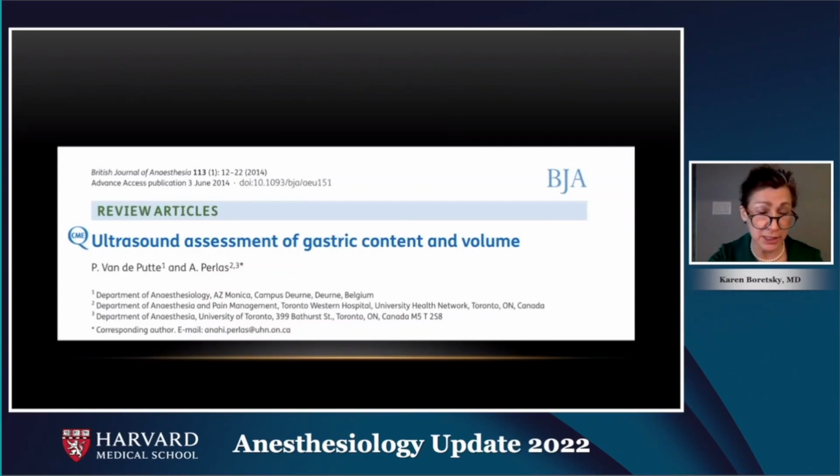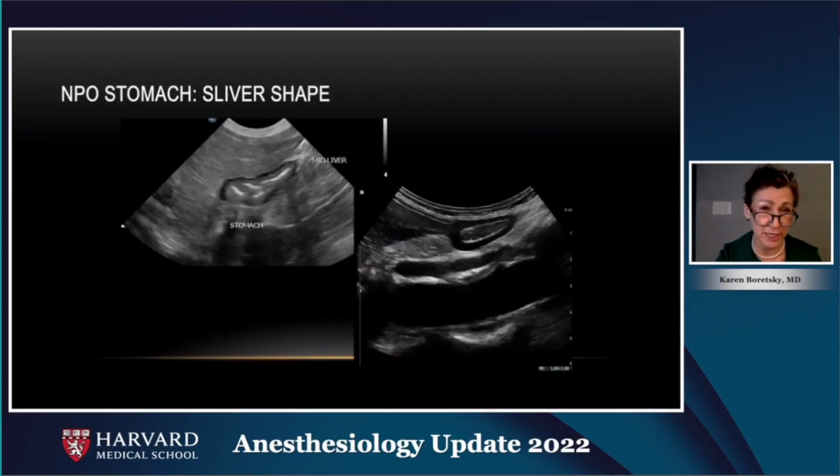Ultrasonography is emerging as one of the true ways to quantify gastric content, volume, and risk of aspiration. For those of you who are interested in this, there are many, many articles out there, and this is the best review article. Anahi Perlis did the original pioneering work in this. She's an anesthesiologist up in Canada, and she's wonderful. This really goes over all the science and the technique behind doing gastric ultrasound, which I don't have time for today.